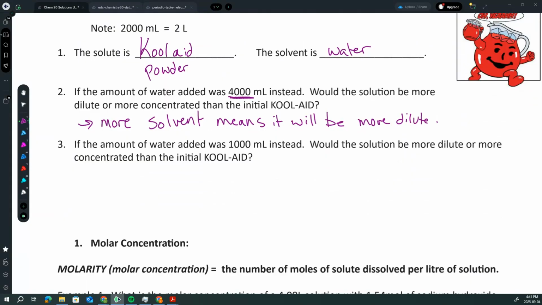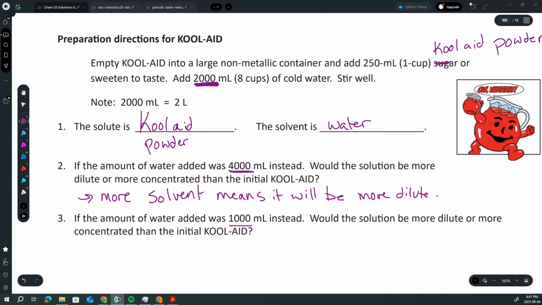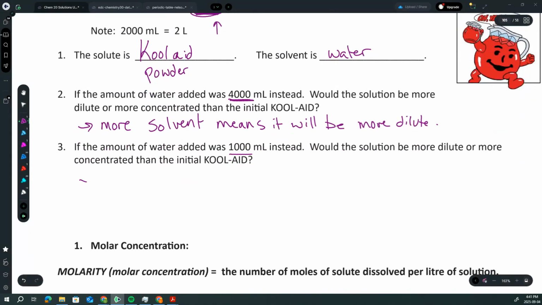Okay. For question number 3, if the amount of water added was 1,000 milliliters instead, would the solution be more dilute or more concentrated than the initial Kool-Aid? So again, we're just comparing our values for solvent. So 2,000 compared to 1,000. In this scenario, we're using less water to create our solution than we originally used. So less solvent while using the same amount of solute means that it's going to be more concentrated.